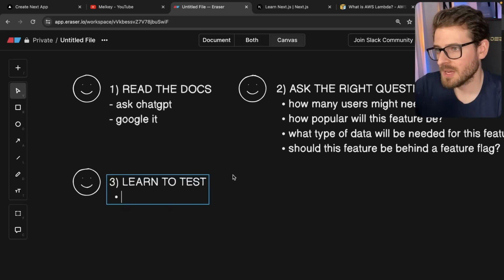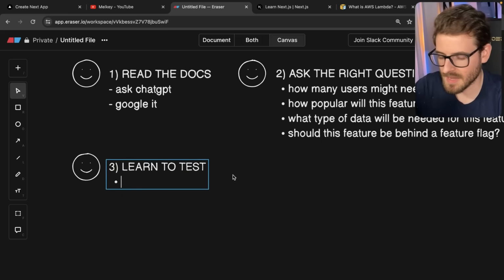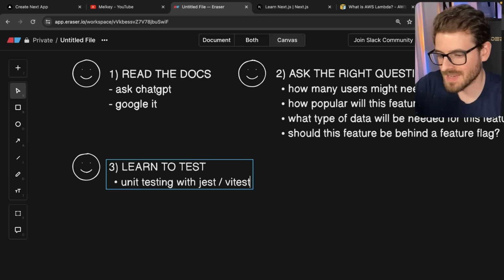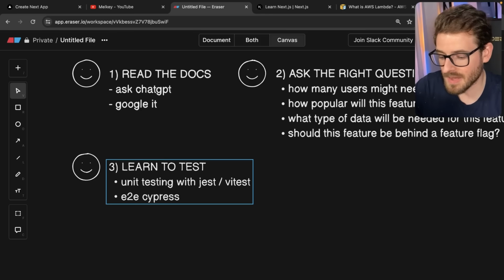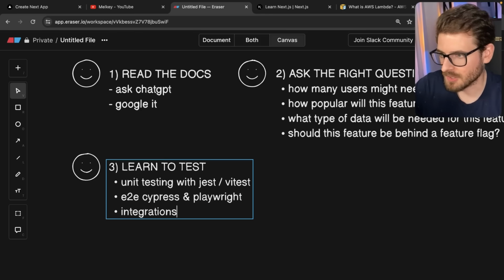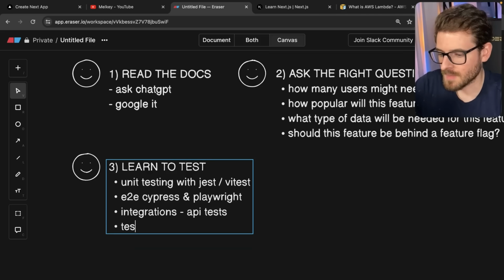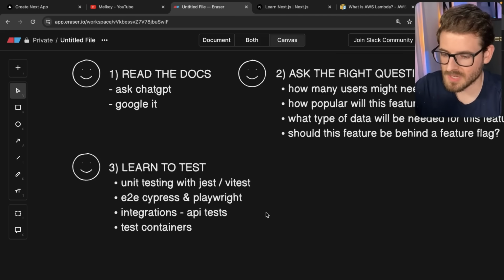So if you're a beginner, I would highly recommend learning how to test. That means go and read up about unit testing with Jest or Vitest. That means learning how to write end-to-end Cypress tests or Playwright. Learn about integration tests, like learn how to write API tests. Learn about test containers. How do you run this stuff in a CI/CD pipeline? These are really important things that you need to understand.